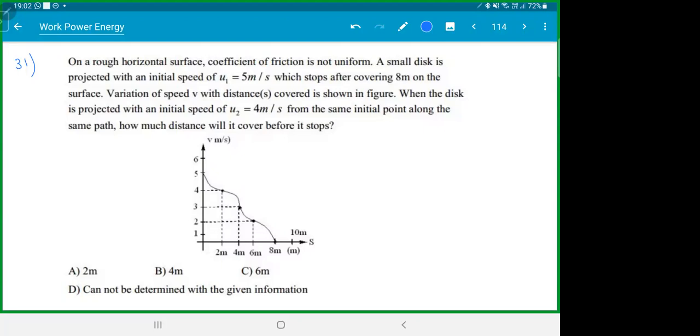So just to give you a scenario, remember this is a graph. On a rough horizontal surface, the coefficient of friction is not uniform. A small disk is projected with speed 5, which stops after covering 8 meters on the surface. So this was x is 0, this was x is equal to 8. When you gave a speed of 5 meter per second, this block was sliding and finally it stops here. The variation of the speed is given. Now the question is, what if it is projected with only 4? How much will it travel? If projected with 5, it would have traveled 8 meters. If projected with 4, what would have happened?